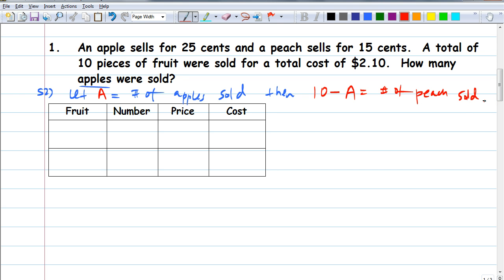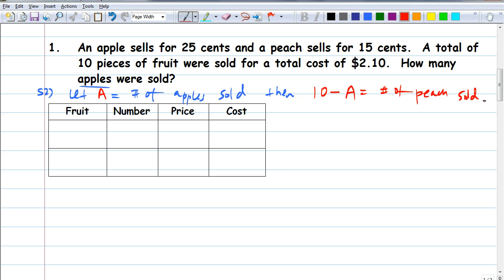Is that okay? Do you see how I declared these 2 variables? This only works because there are only 2 items, right? Think about it. If there are only 2 items and they told you their total number was 10 of them, you just do 10 minus one of the items and it gives you the other. Doesn't that logically make sense? There were 10 total items and there were only 2 items, right? Apple and peach. So if A represents the number of apples sold, then total minus the number of apples sold gives you the number of peaches. Just like if only 1 apple was sold, it would be 9 peaches, because 10 minus 1 is 9. Do you guys get that?